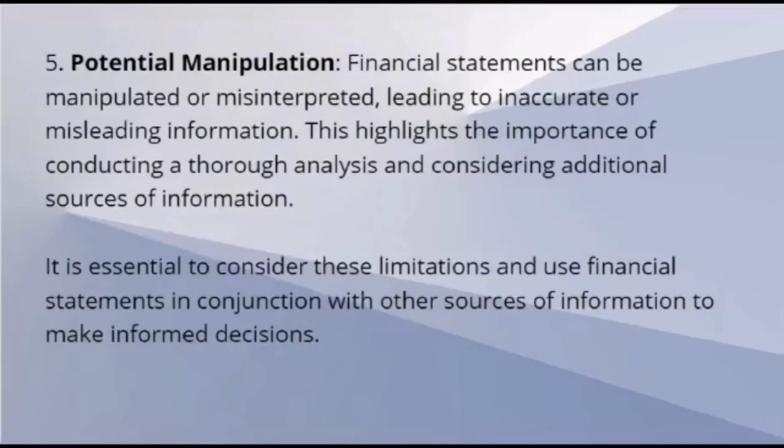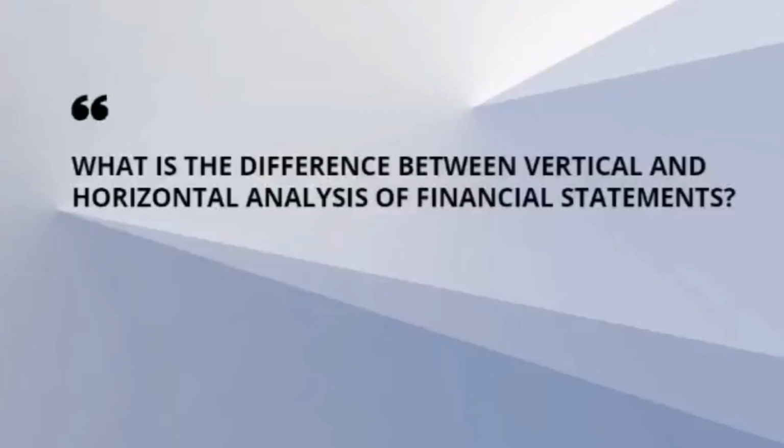The last one is potential manipulation. Financial statements can be manipulated or misinterpreted, leading to inaccurate or misleading information. This highlights the importance of conducting a thorough analysis and considering additional sources of information. So, it is essential to consider these limitations and use financial statements in conjunction with other sources of information to make informed decisions. So what is the difference between vertical and horizontal analysis of financial statements?